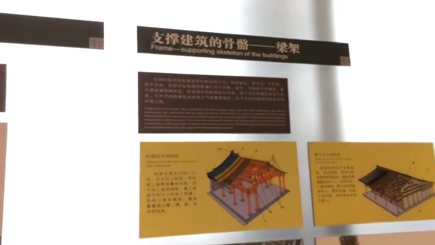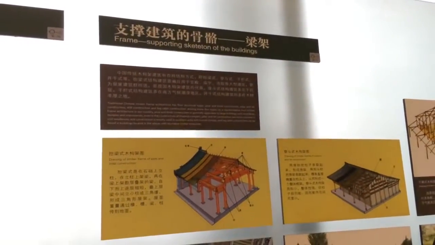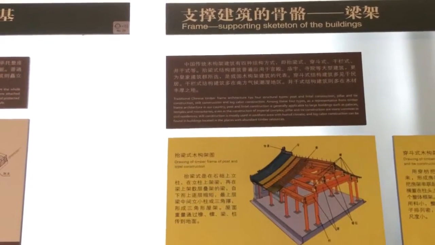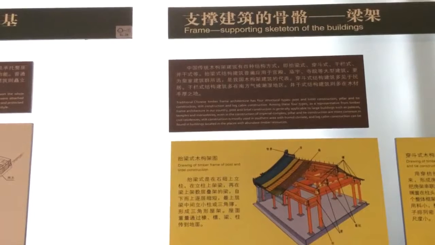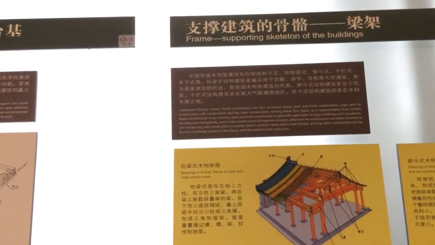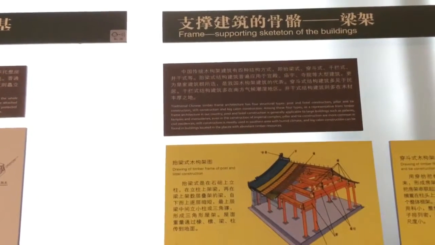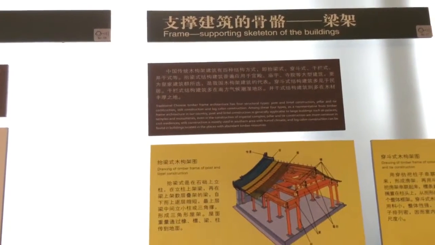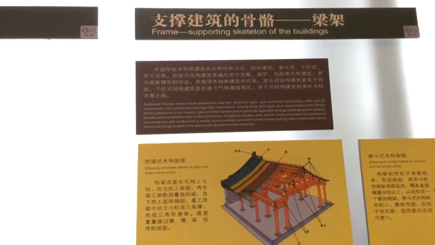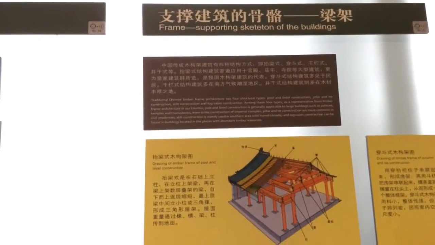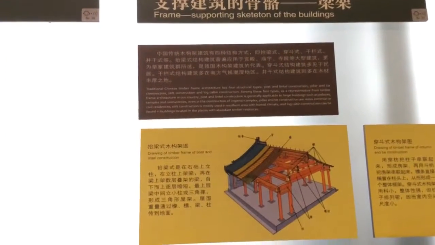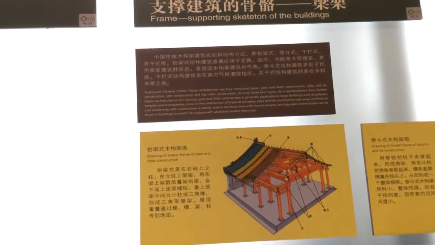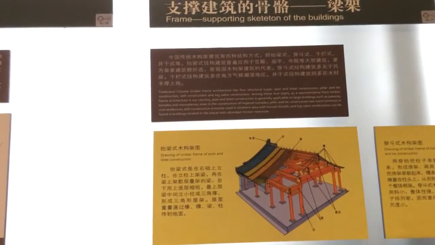Frame, supporting skeleton of the buildings. Traditional Chinese timber frame architecture has 4 structural types: post and lintel, pillar and tie construction, stilt construction, log cabin construction. Among these 4 types, as represented in timber frame architecture in our country, post and lintel construction is generally applicable to large buildings such as palaces, temples, monasteries. Even in the structure of imperial complex, pillar and tie construction are more common in civil residences.